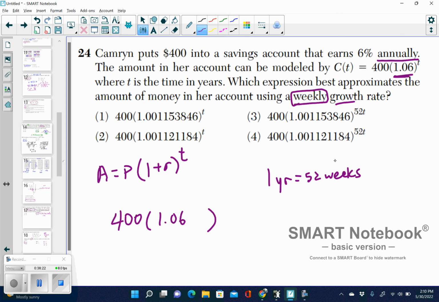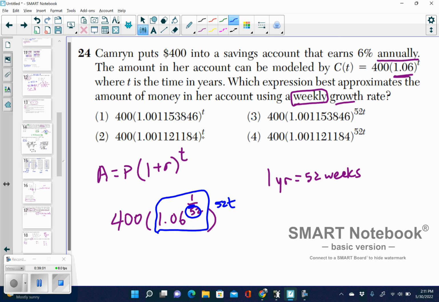And we are splitting this 1 year into 52 weeks. So we're going to raise it to the 1 over 52 power, because 1 year, 52 weeks. Whatever number right here goes on the bottom, in this case it's 52, that's also going to go here. It's going to be 52t, because they have to match. So if you're dividing 52 here, you have to multiply 52 there, because we're converting. And so if you were to take this and plug it into the calculator, just this part right here, plug it into the calculator and hit enter, you're going to get 1.00112, and it's going to be raised to the 52t power.